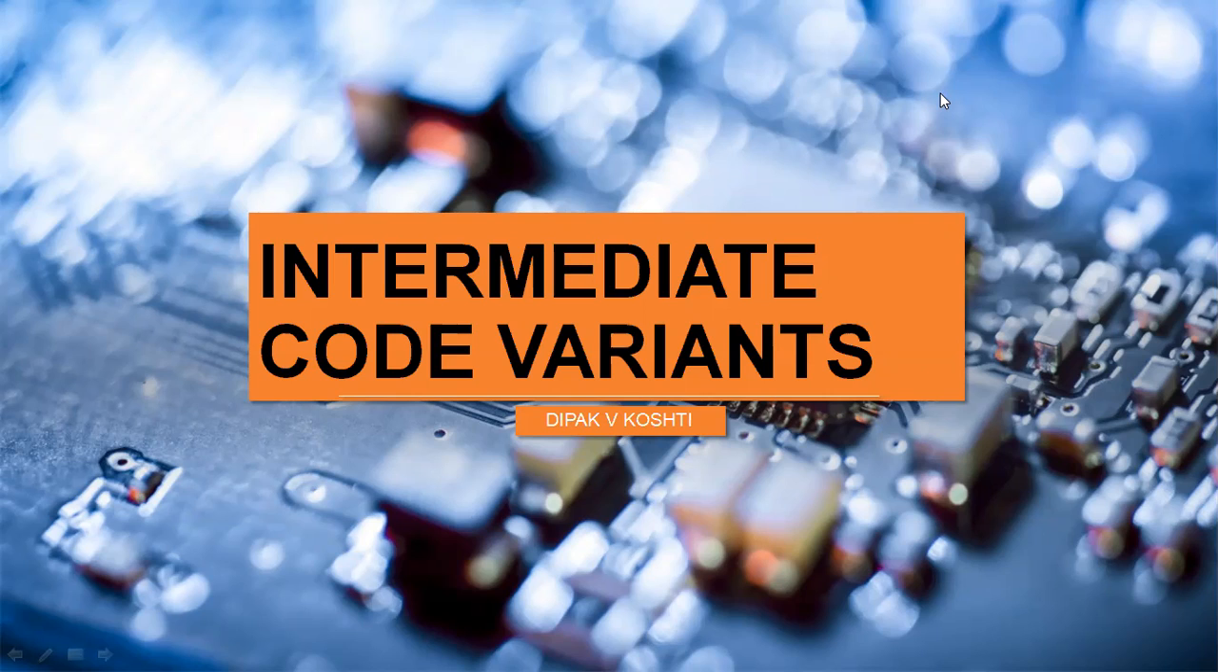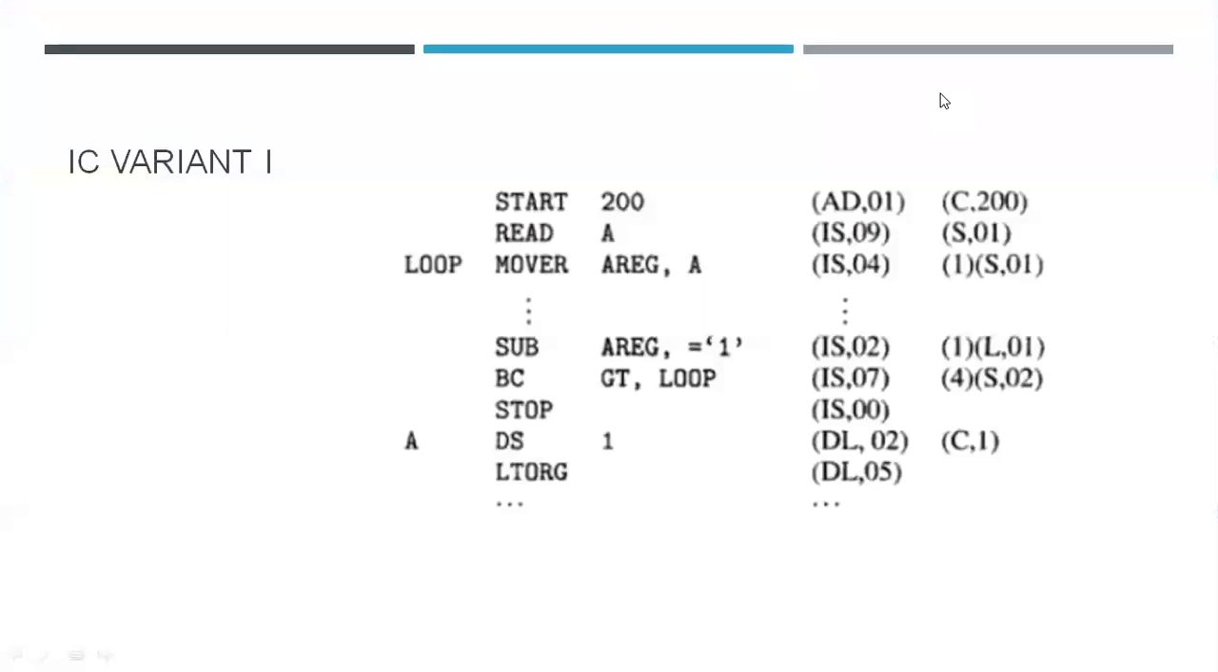Intermediate code can be generated in two different ways, that is two different variants, variant 1 and variant 2. So I, Professor Devi Kosti, welcome you for this lecture. Let us see variant 1. So this is IC variant 1.